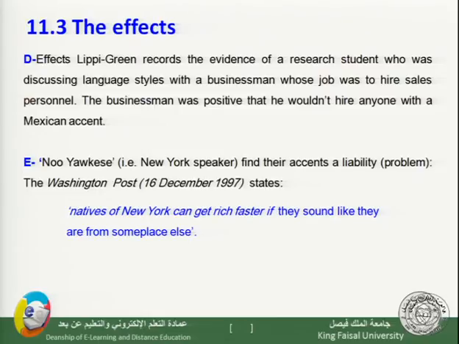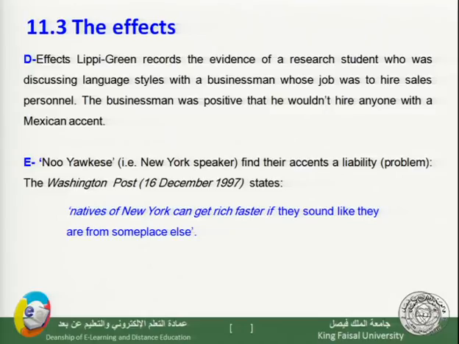The third example, or the fourth example, is again from Libby Green, who records the evidence of a research student who was discussing language styles with a businessman whose job was to hire sales personnel. The businessman was positive that he wouldn't hire anyone with a Mexican accent. Let's explain the idea again. Libby Green gives us an example of a research student who was discussing language style with a businessman.